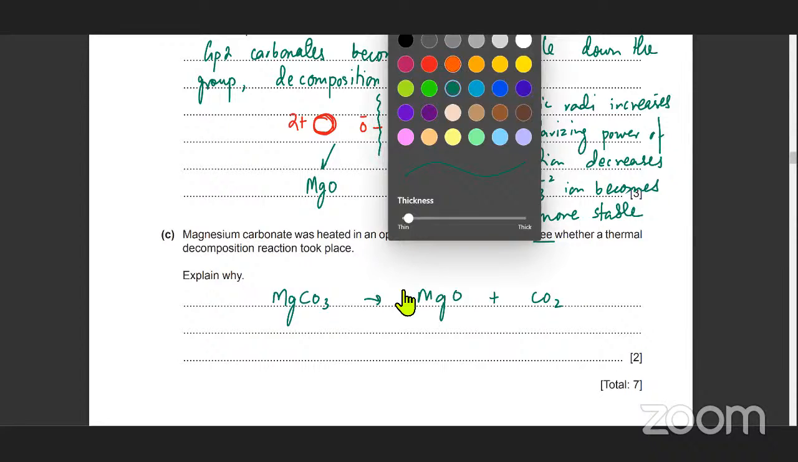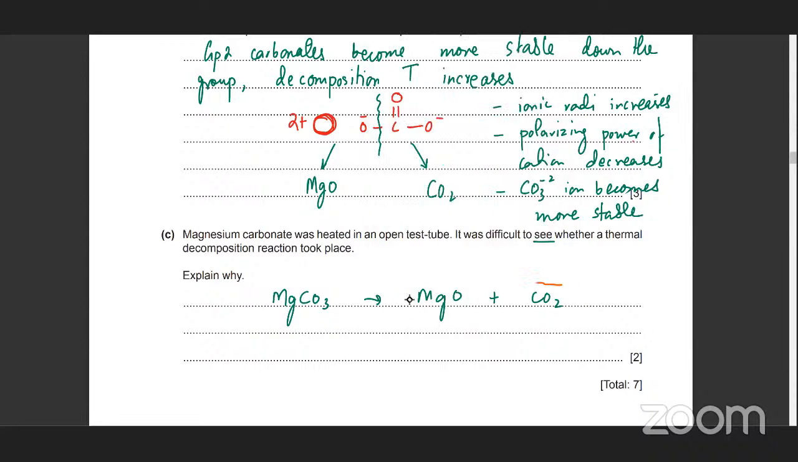Now, why can't you see the reaction happening? The first thing is carbon dioxide is colorless. So if it's being formed, you're not going to see it. It's a 2 mark question, so you're not going to see the carbon dioxide getting formed because you can't see it. It's colorless. The other part is MgCO3.